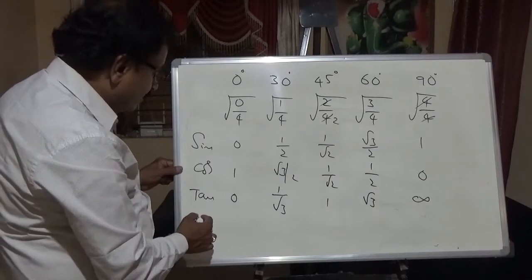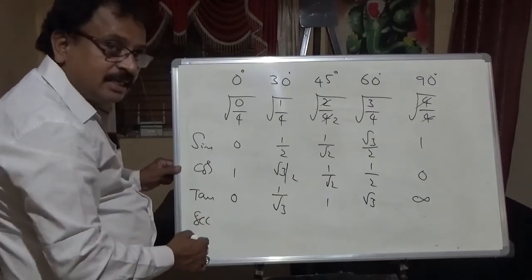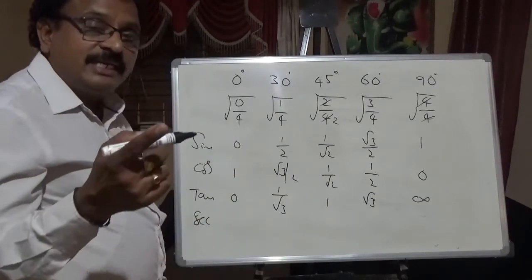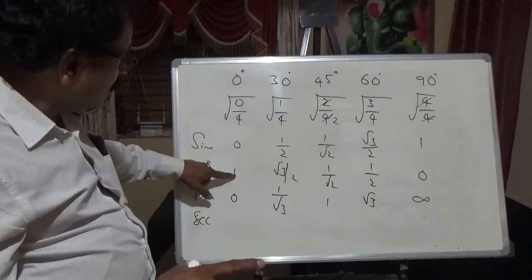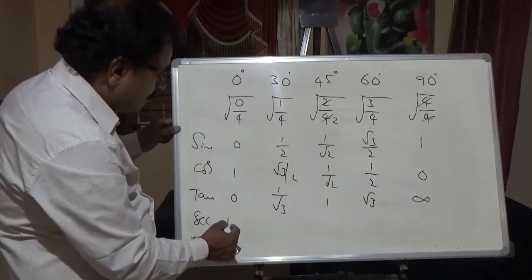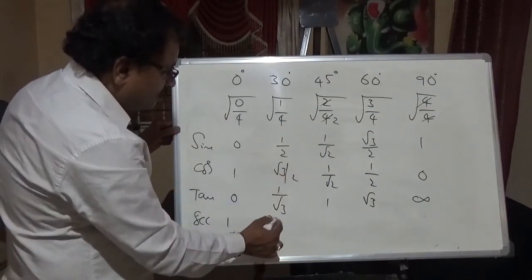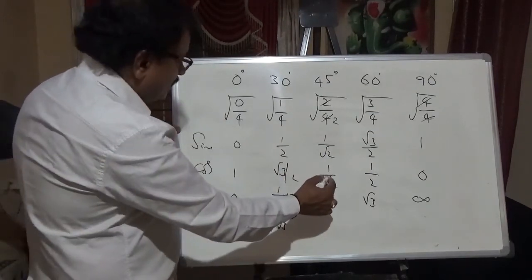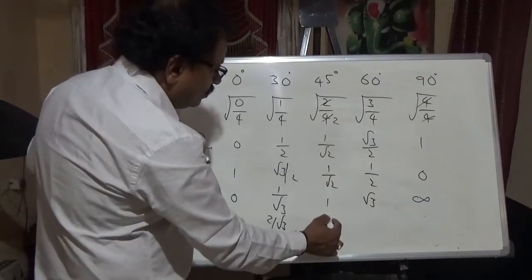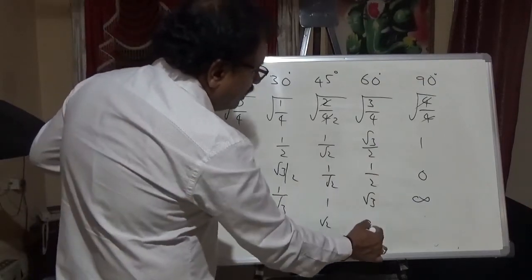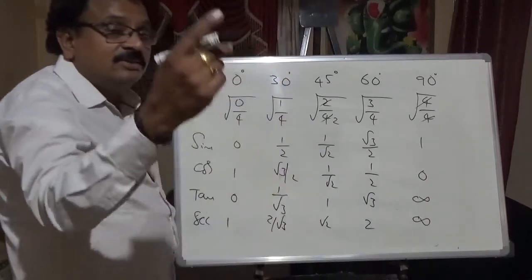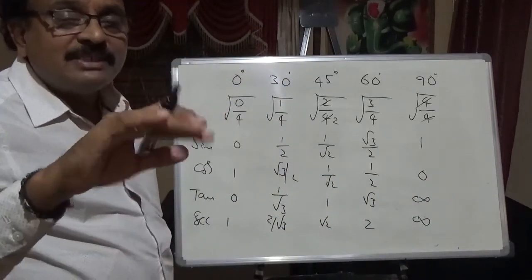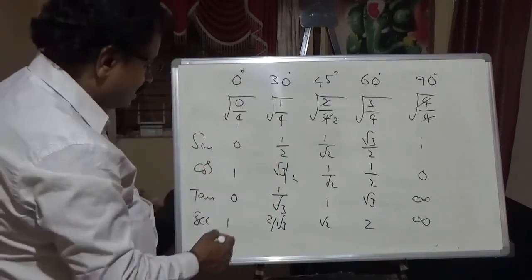Next, how to find the values of secant. Just now I told you secant theta is the reciprocal of cos theta. So cos is 1, 1 by 1 is 1. Reverse it, 2 by root 3. Reverse the cos value, root 2. Reverse it, 2 by 1 is 2. 0 reverse is infinite. Why? Because 0 by 1 is 0, reverse is 1 by 0, and 1 by 0 is infinite.